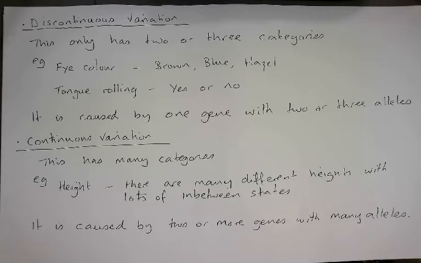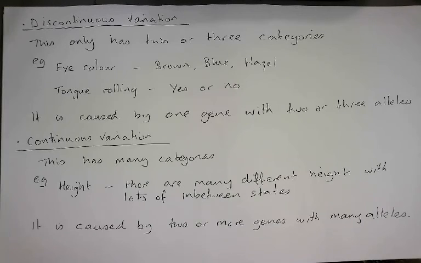So, for example, someone could be 178 centimetres. Someone could be 178.3 centimetres. Someone could be 179 centimetres. So that's what we mean when we say there are many in-between states. You're not just very short or very tall.